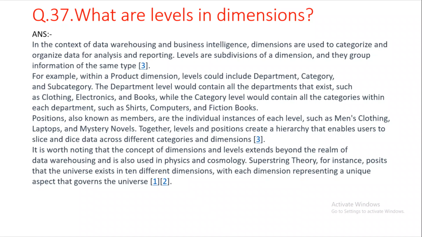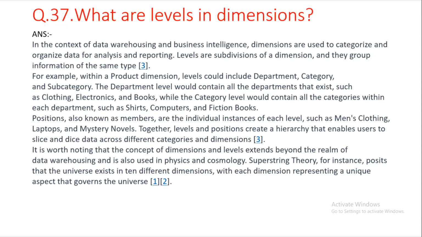The department labels would contain all the departments that exist, such as clothing, electronics, and books, while the category labels would contain all the categories within each department, such as shirts, computers, and fiction books. Positions, also known as members, are individual instances of each label, such as men's clothing, laptops, and mystery novels. Together, labels and positions create a hierarchy that enables users to slice and dice data across different categories and dimensions.